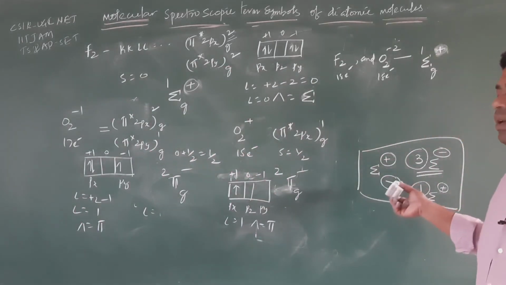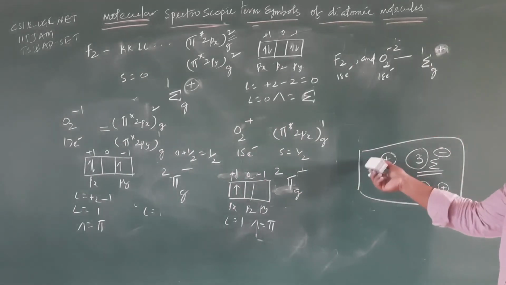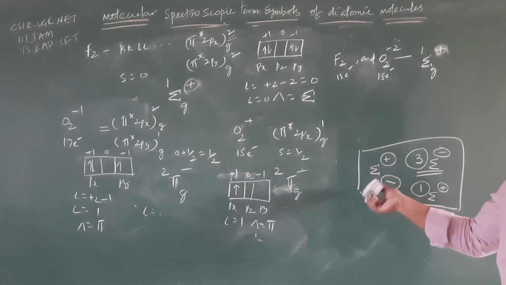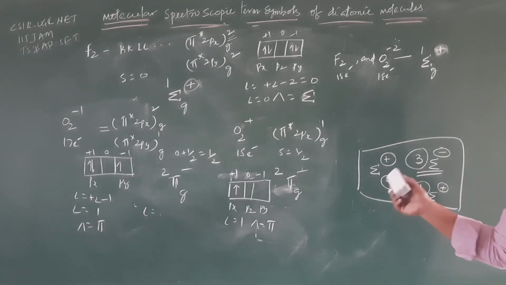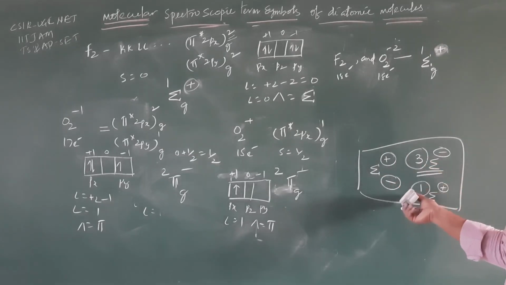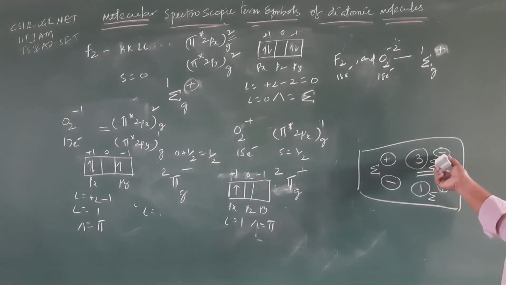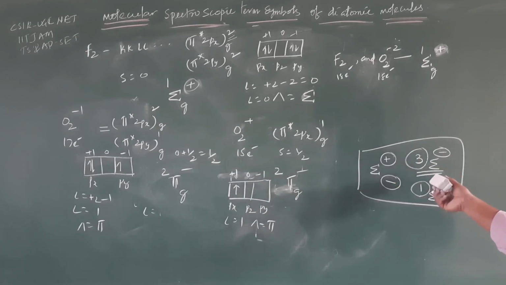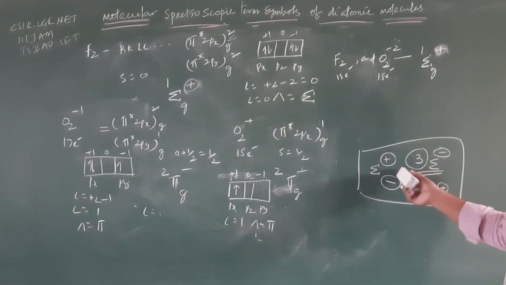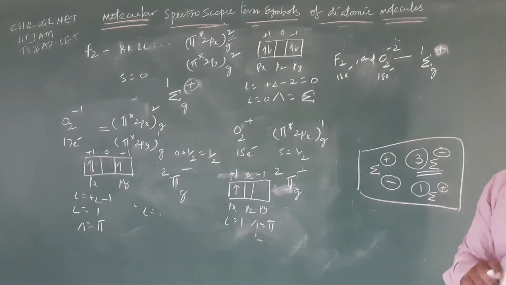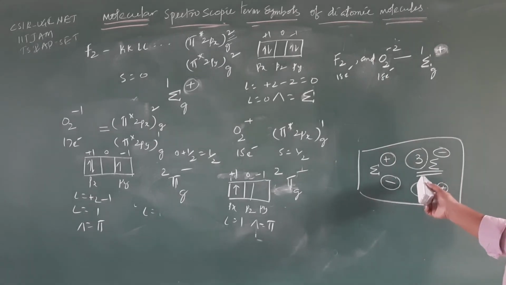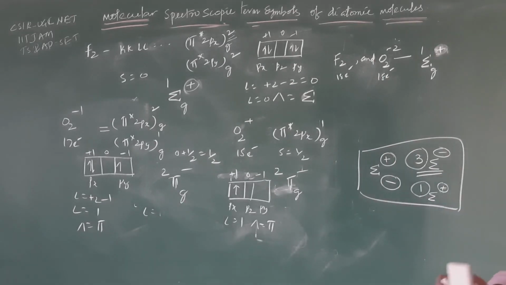Please remember, student, the negative and positive superscript we use only for the sigma term symbol. So when will we use positive and when negative? The negative we use only when the spin multiplicity is 3, that is, when the electrons are present in p orbital only. Remember that. If the spin multiplicity is 1, then you can use positive as the superscript.